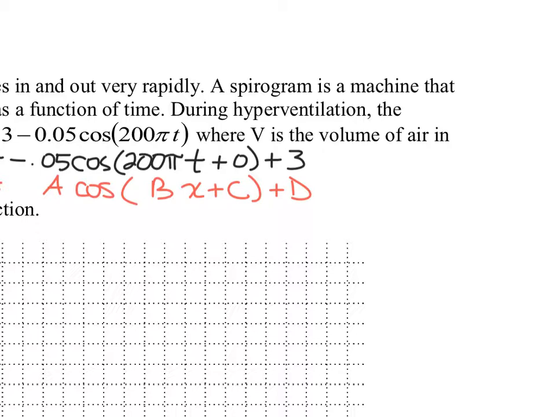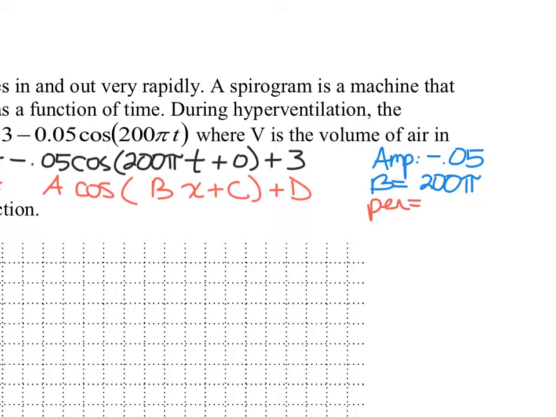All right, so we know from this that we have an amplitude of negative 0.05. All right, so it looks like we're starting off with a little bit less than full capacity. Then a b value, the b value would be 200 pi. All right, from that we can get the period.